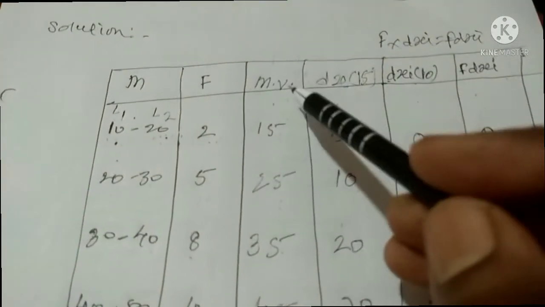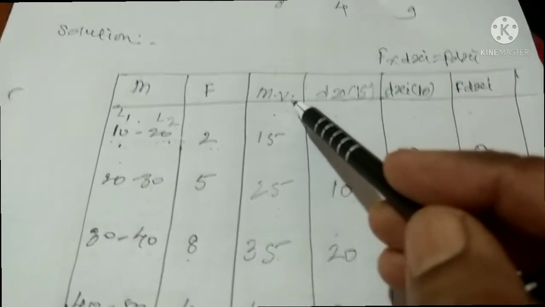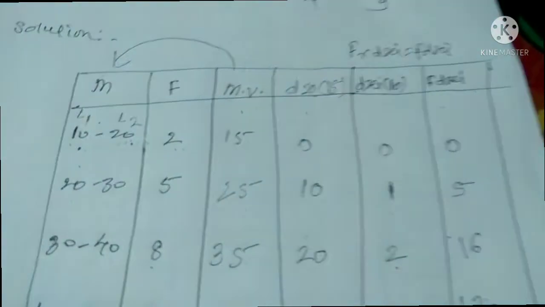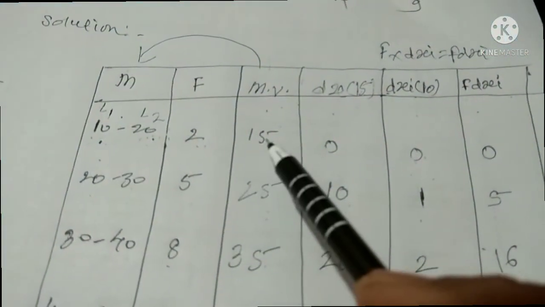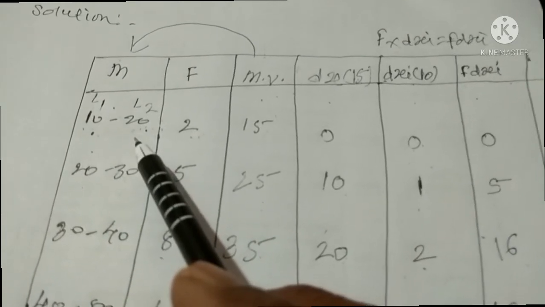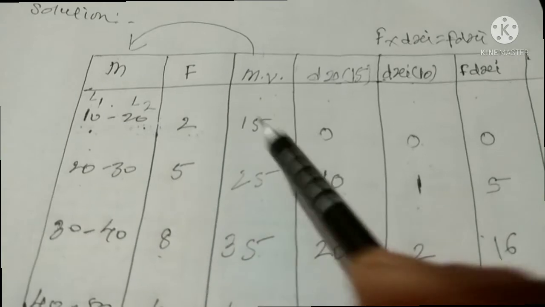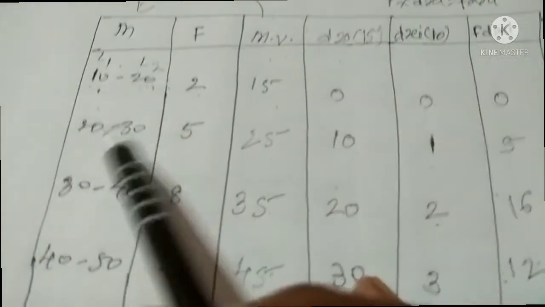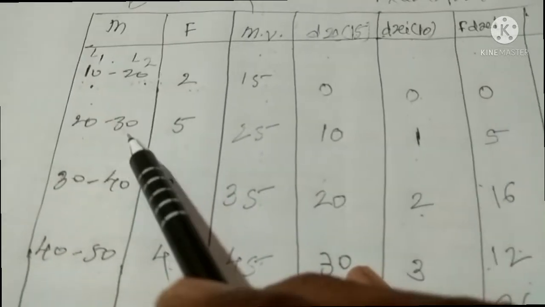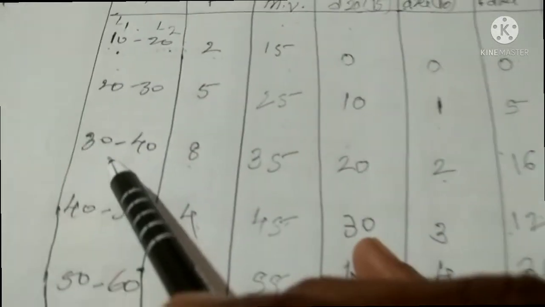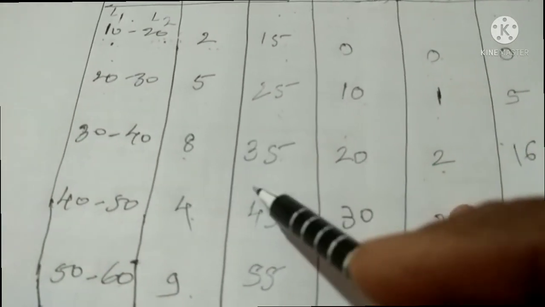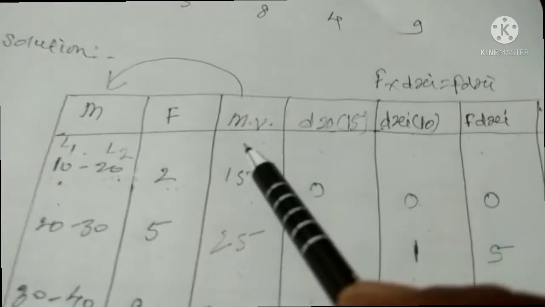After that, prepare the MV series. The MV series is totally made from the M series. What we have to do: 10 plus 20, 30. The half value of 30 is 15. Take out the half value. 20 plus 30, 50. The half value of 50 is 25. Then 30 plus 40, 70. The half value of 70 is 35. So like this, we have developed the MV series.